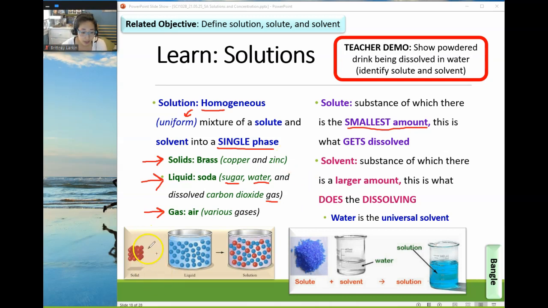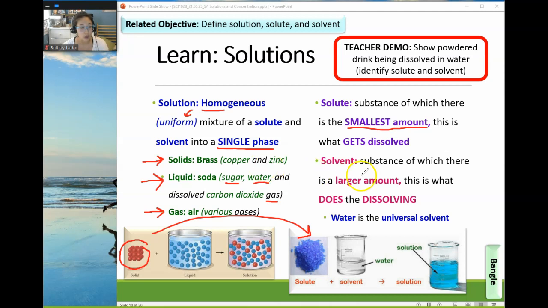You can see an example of this right here. We can see a solid solute that we have a lot less of. This is going to be our solute. You can see that over here as well. Now the solvent is the substance of which there's a larger amount, and this is what is doing the dissolving. Again, if you think about our brass example, if you have more copper, then now your copper is your solvent. If you have more zinc, then now zinc is your solvent.